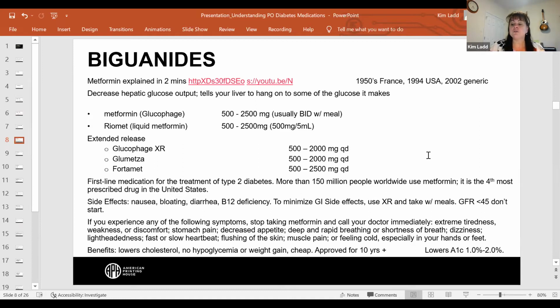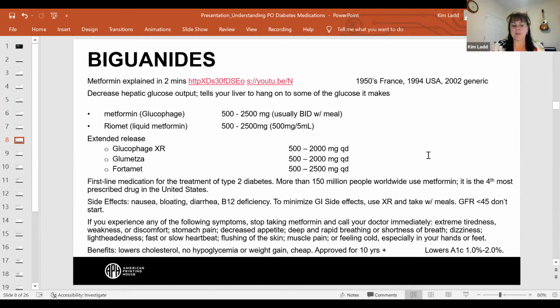And these are extreme tiredness, weakness, or discomfort, stomach pain, decreased appetite, deep and rapid breathing or shortness of breath, dizziness, lightheadedness, fast or slow heartbeat, flushing of the skin, muscle pain, or feeling cold, especially in your hands and feet. It's a very rare side effect, but I just want you to be aware that if you start metformin and then you start having these symptoms, that's something you need to stop and call your doctor.